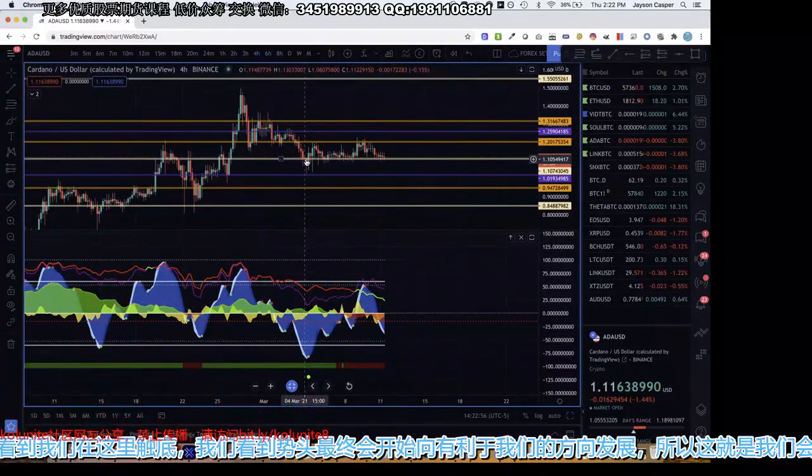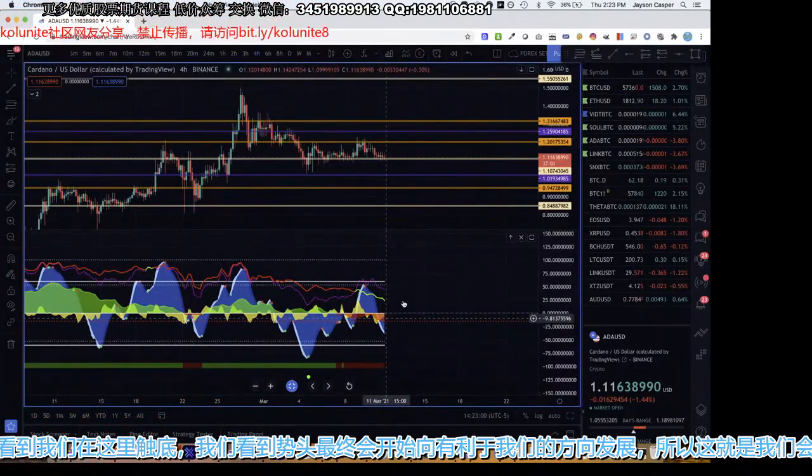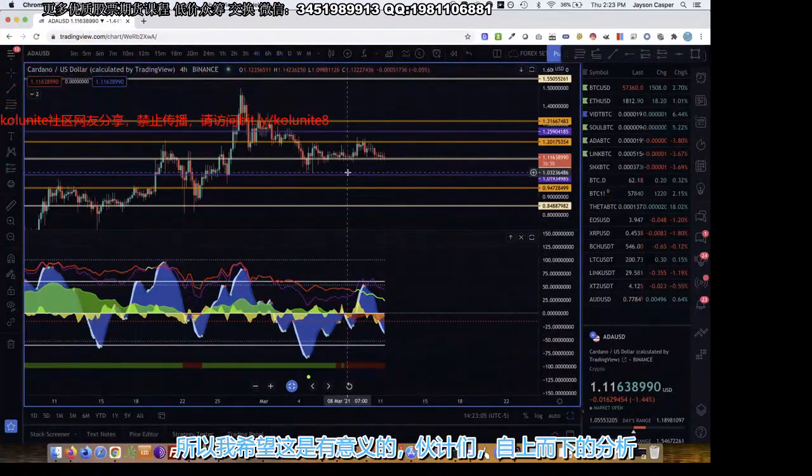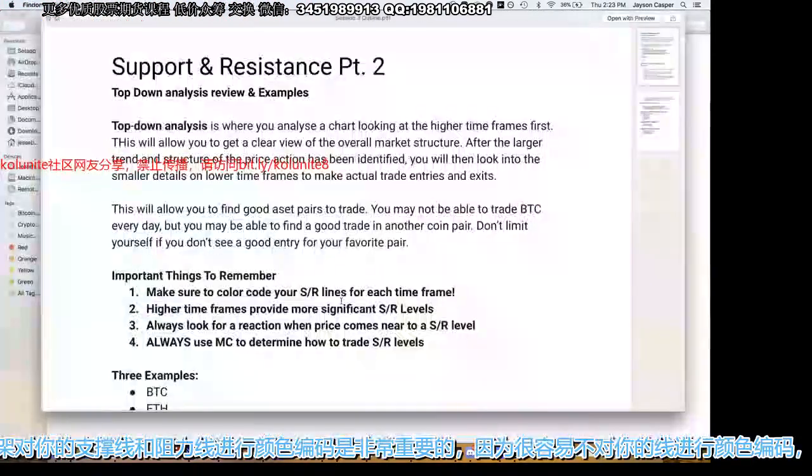We see that we hit a bottom here, and we see that momentum is eventually going to start moving in our favor, so this is where we would accumulate. So I hope this makes sense, guys, the top-down analysis. So a few key things to remember.